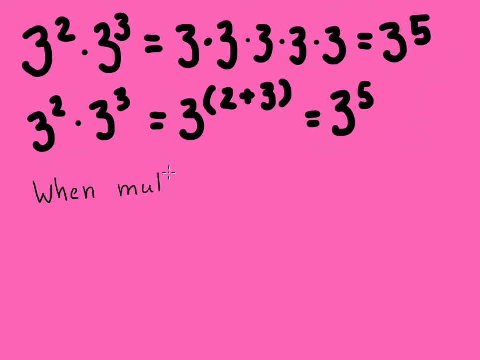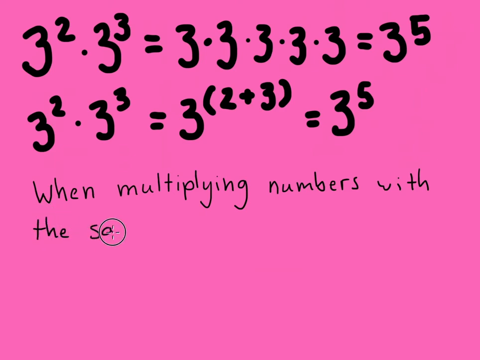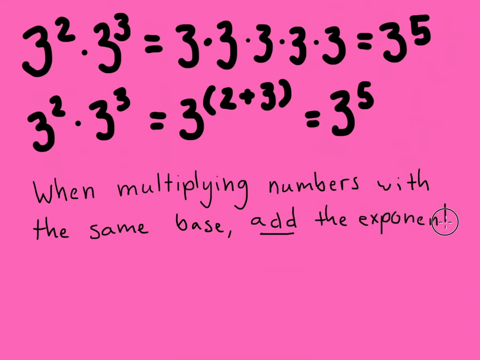So, when multiplying two numbers, let's see, how should I write this? When multiplying numbers with the same base, I can talk faster than I can write, believe it or not. With the same base, we just add the exponents. We add the exponents. And the key here is that you have to have the same base.